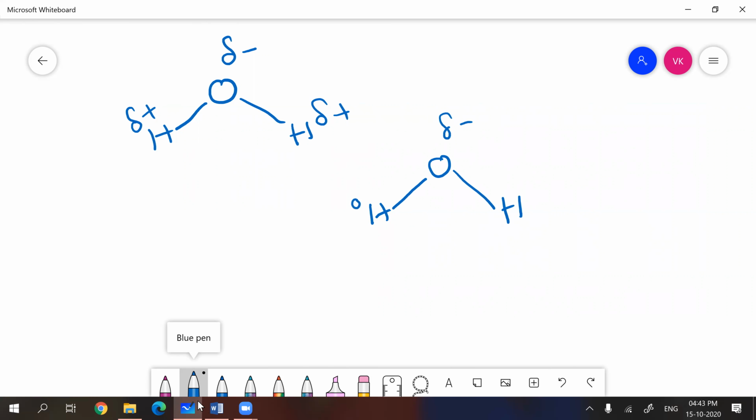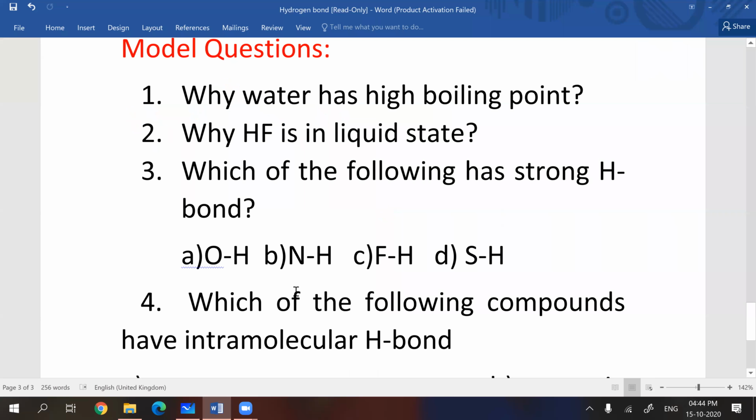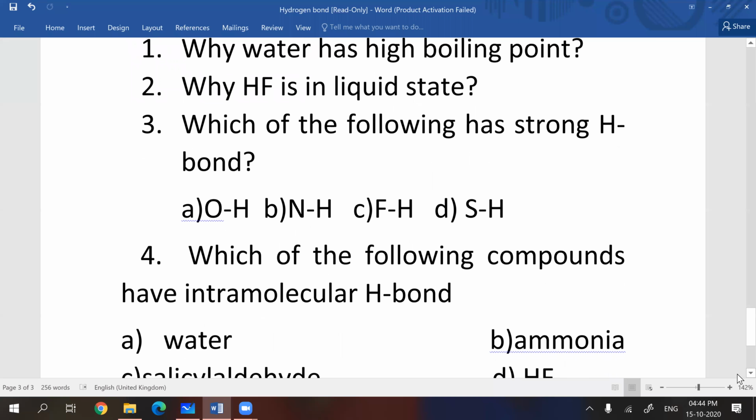Partial negative charge, partial positive charge. Now you can see between two different molecules, this is the hydrogen of one molecule and this is the oxygen of another molecule. This is an intermolecular hydrogen bond. So in this way, in water, because of the presence of hydrogen bond, the boiling point generally increases. Why is HF in liquid state? Because of hydrogen bond.